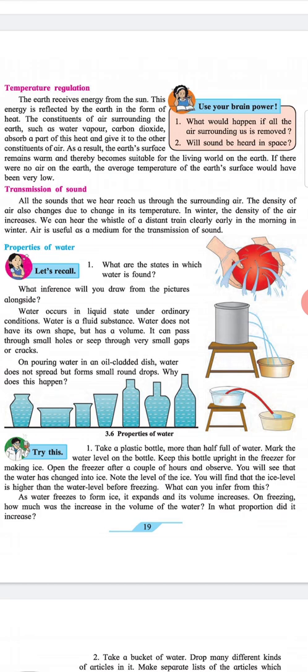Use your brain power. 1. What will happen if all the air surrounding us is removed? 2. Will sound be heard in space?